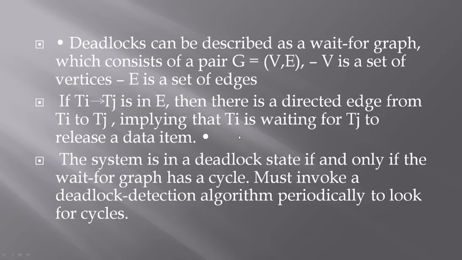So the wait-for graph creating a cycle means having a deadlock. So this transaction must create a deadlock, so we have to avoid that transaction. Then we have to make the changes in the edges, and then we can easily avoid the deadlock. So we must invoke the deadlock detection algorithm periodically to look for cycles. So periodically we have to check the wait-for graph, then we can easily avoid the deadlock.